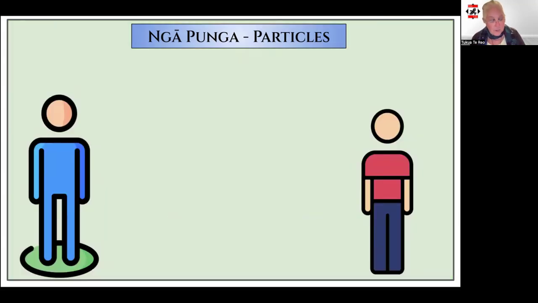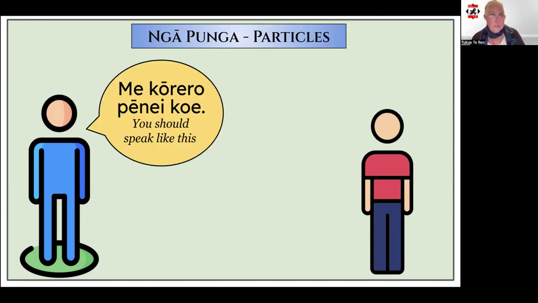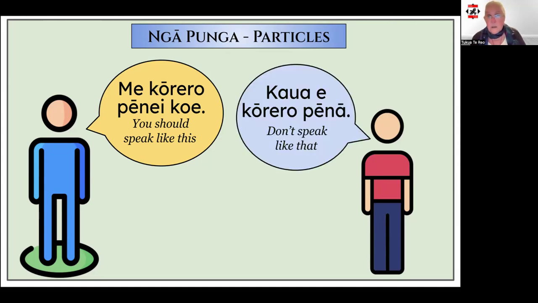Here's some examples of how we can use pēnei, pēnā, and pērā. The first one is to say, do it like this, in this way. We'll start with using me to say should. Starting with me, then the action, and then pēnei. Me kōrero pēnei koe. You should speak like this. The next example is to say don't by using kaua e. Kaua e kōrero pēnā. Don't speak like that.